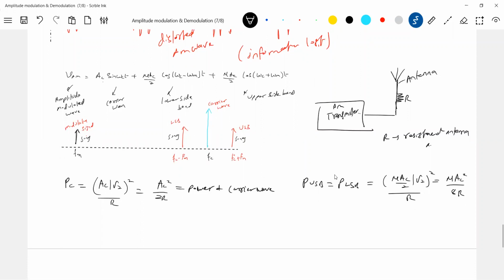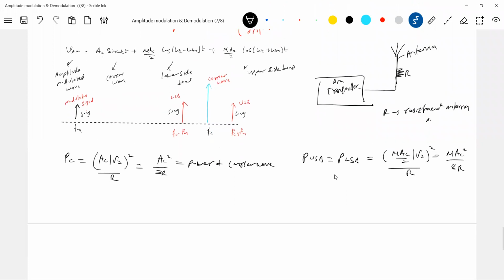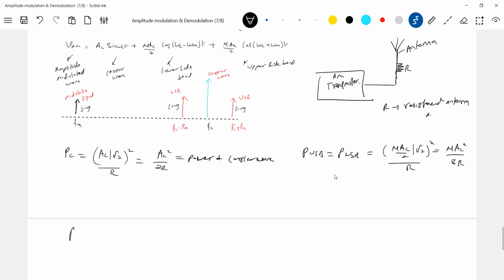Then what is the total power of the AM wave? Shall we add these up? The total power of the AM wave is the power of the carrier plus the power of the sidebands. We'll write the sidebands first, this is also going to help us. So this should be equal to how much? Mu square Ac square by 4R. What is this? The total power of the sideband. The sum of the power of the upper sideband and lower sideband is called the power of the sideband. It is equal to mu square Ac square by 4R.